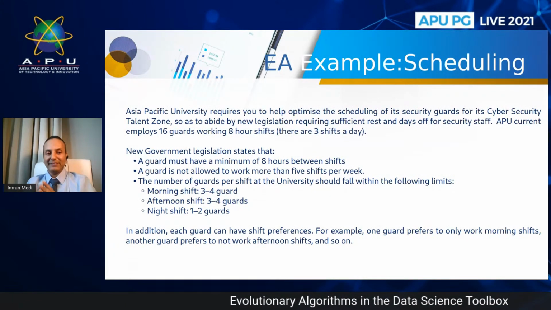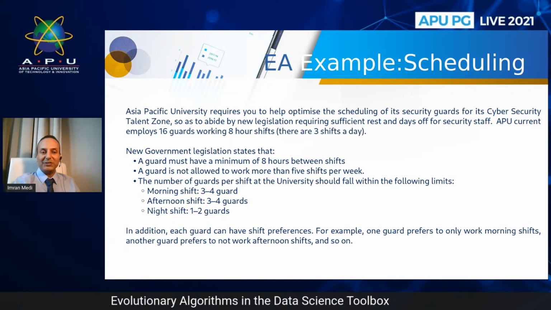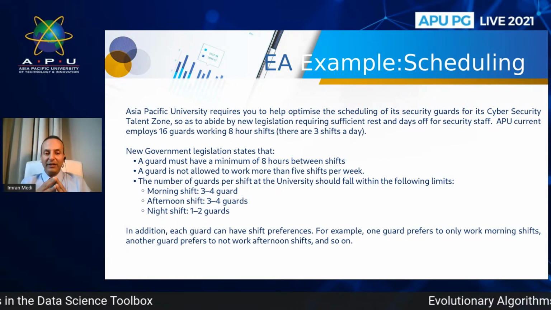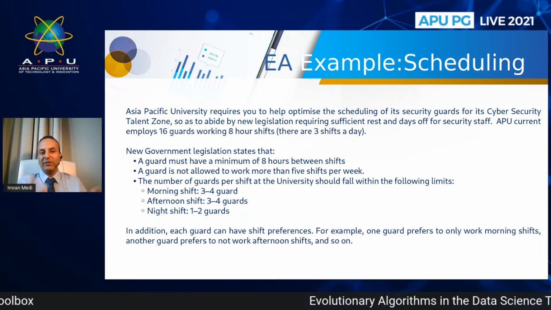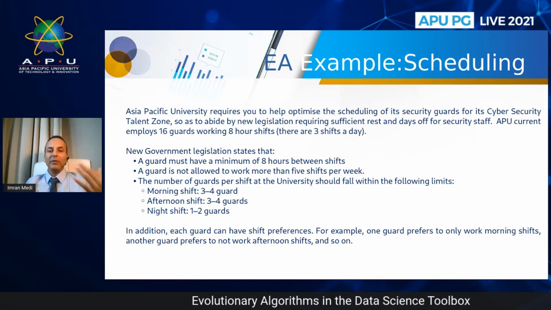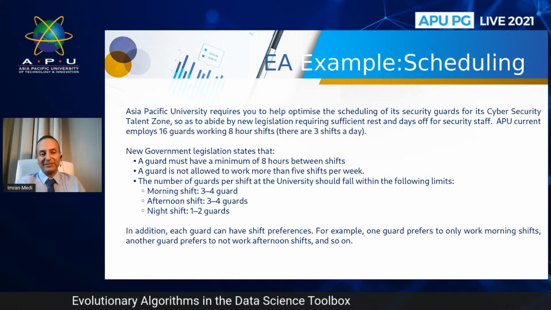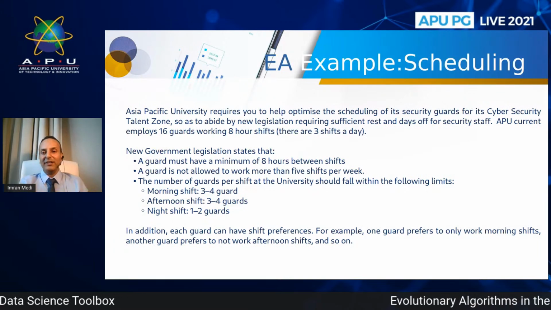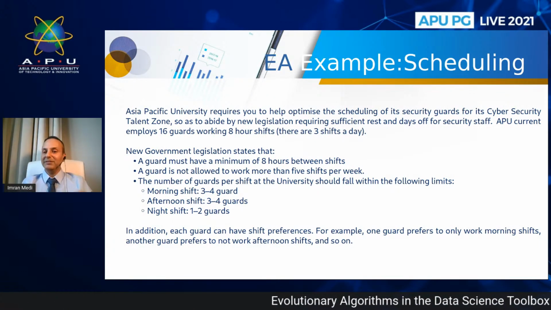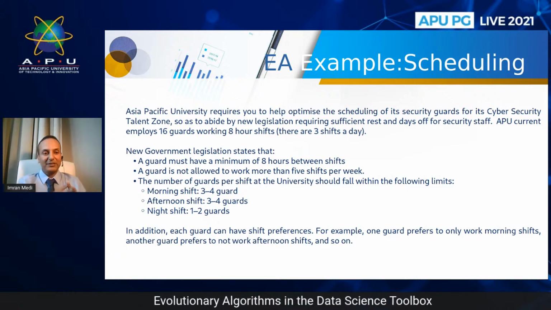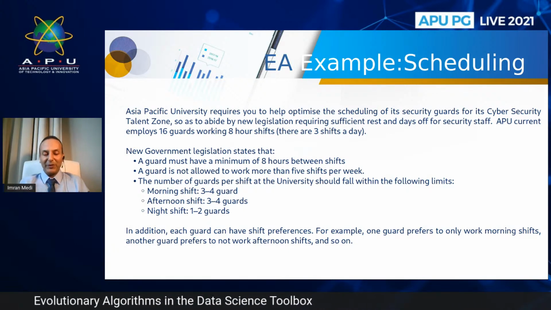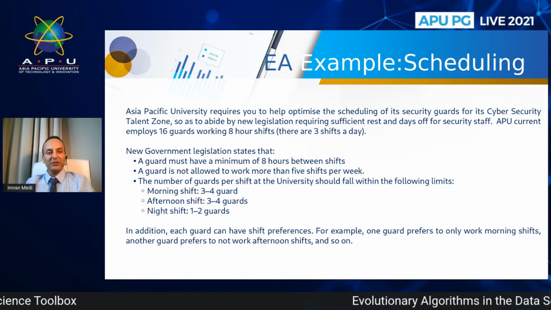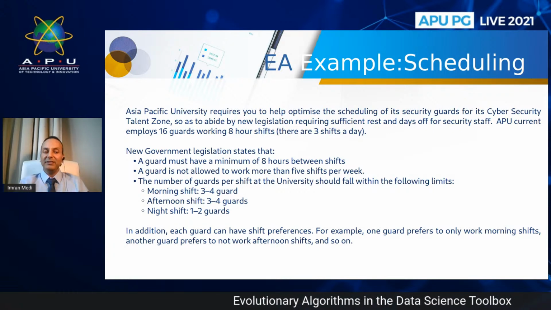Okay, so what I've done here is I have an example that we use in our tutorial sessions with students who are learning about computational intelligence and evolutionary algorithms and genetic algorithms in particular. So here we have a scenario, sort of hypothetical scenario, whereby the university APU is looking to schedule its security guard for its cyber security talent zone. Okay, so its state-of-the-art talent zone needs an appropriate level of protection and security. And so some rota or schedule needs to be identified for these particular guards.